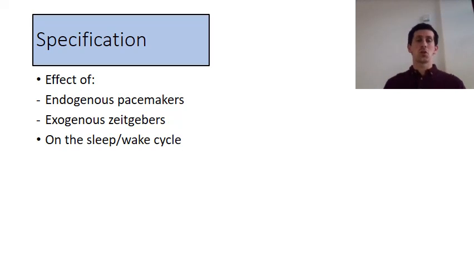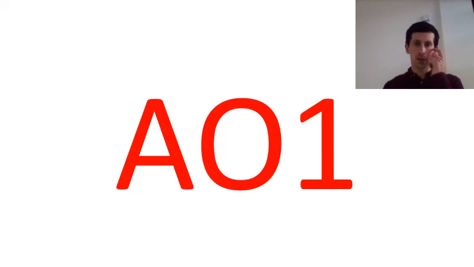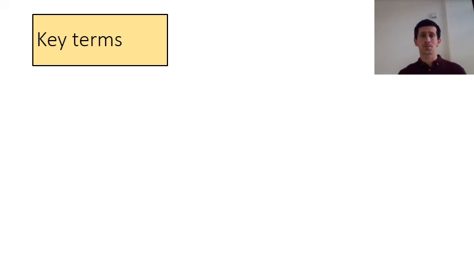So, if you have a look on your specification, you need to know the effect of endogenous pacemakers, exogenous zeitgebers on the sleep-wake cycle. So that's what you're going to be asked about. How do endogenous pacemakers and exogenous zeitgebers affect the sleep-wake cycle? So we're going to have a look at the AO1 first. And key definitions, key terms are really, really important.